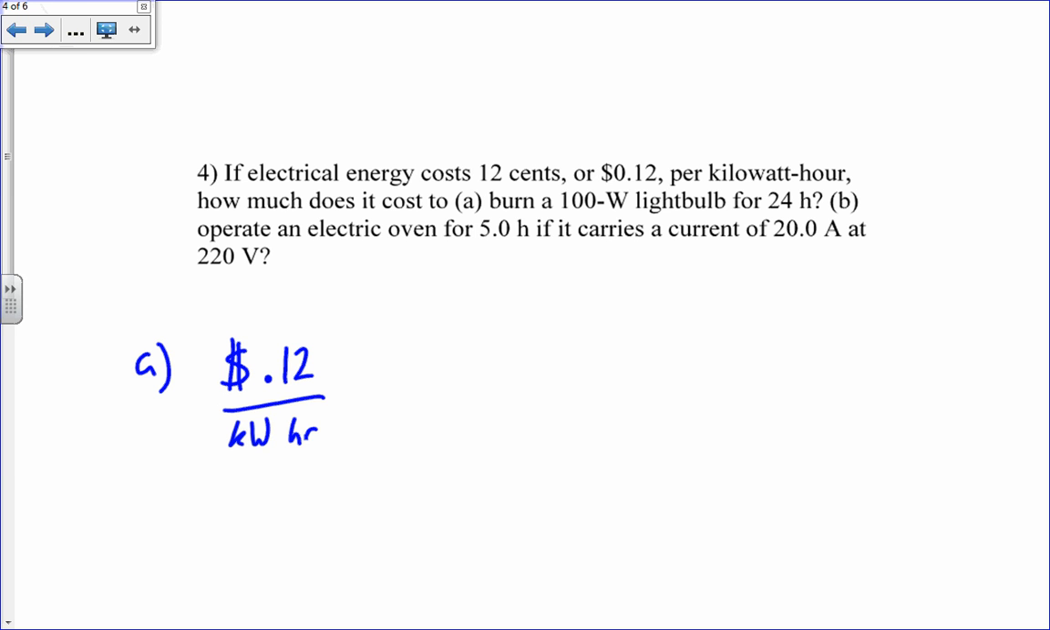I'm going to need to multiply by my power, but I'm going to convert that into kilowatts, so 0.100 kilowatts. That gets rid of the kilowatts. I want to get rid of the hours, 24 hours. It just leaves me with cash. So multiplying that out, I get 29 cents.